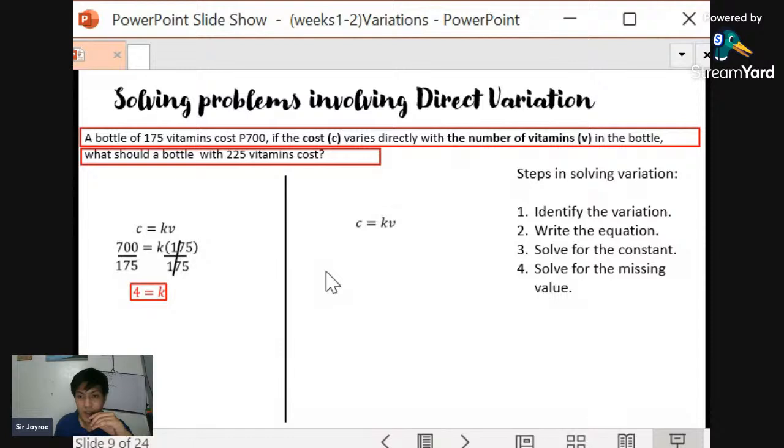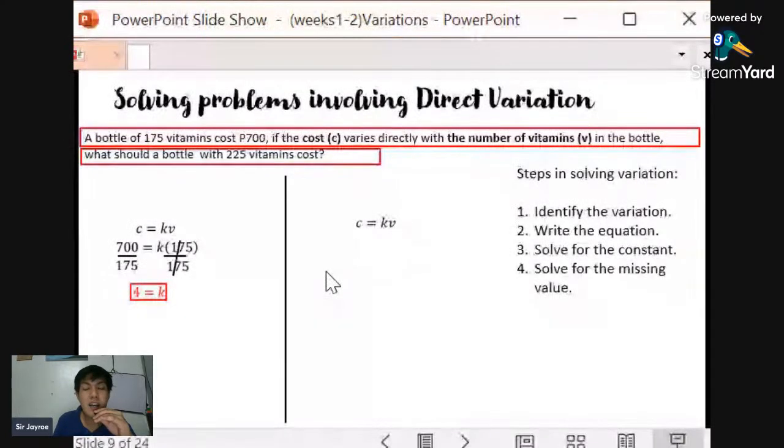Okay, there, some have answered. What do you think? Is it C or V? I think most of you answered C, no? So the correct answer is C, because what is being asked is the cost, right? That's why in a word problem, you need understanding or comprehension. The problem must be understood. What should a bottle with 225 vitamins cost? So we are looking for the cost of 225 vitamins.